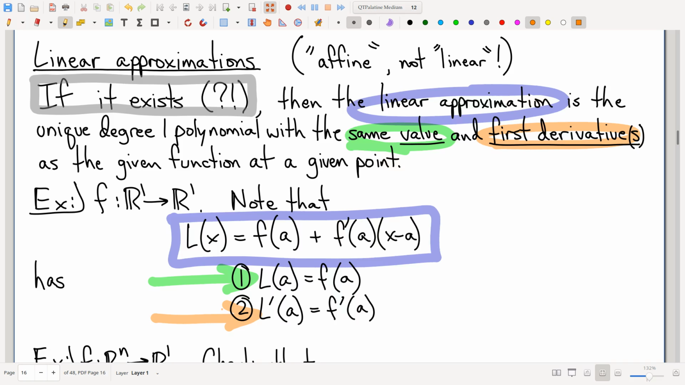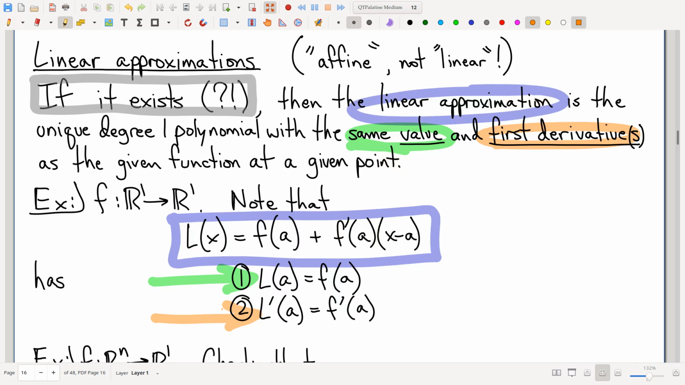The green item here is pretty straightforward. Just literally plug in x equals a, and you plug it in, and boom, you get f of a, no problem. That's the easy part. How do we prove the second part here, that L prime at a is f prime at a? Well, you literally take this expression, that's L, you take its derivative, and then you plug in x equals a. So we're just literally going to plug and chug on that.